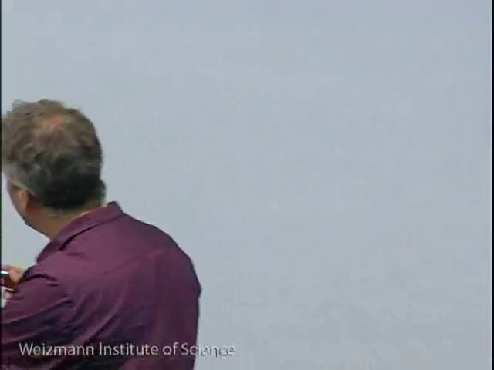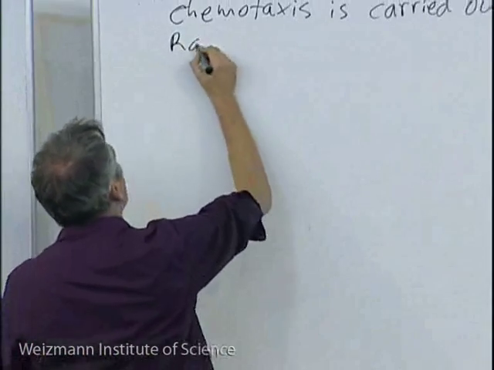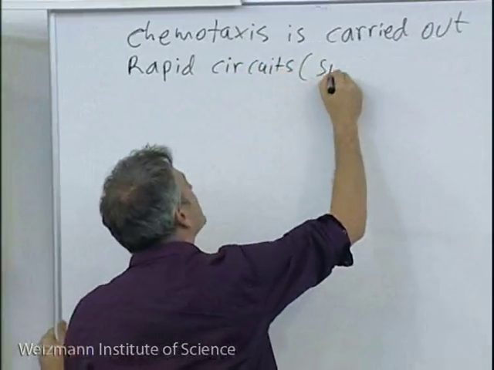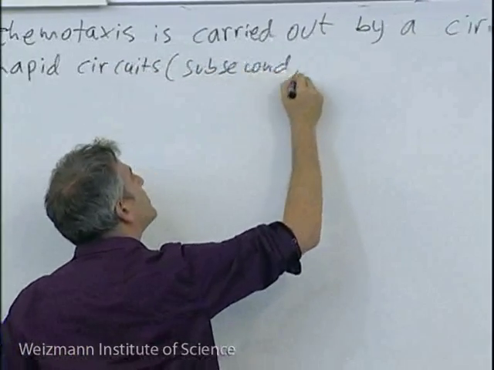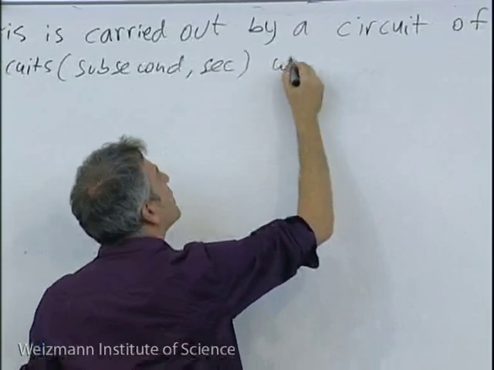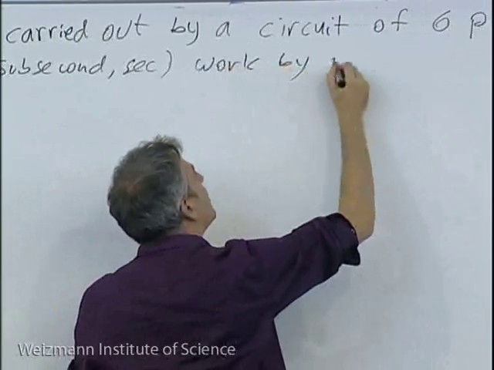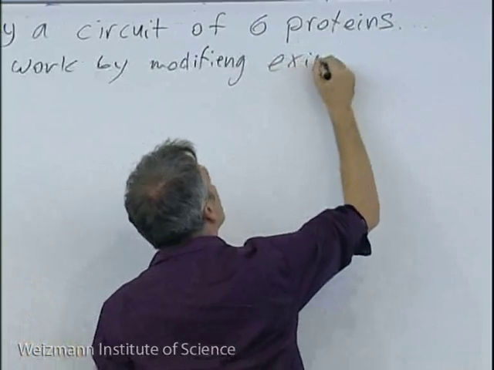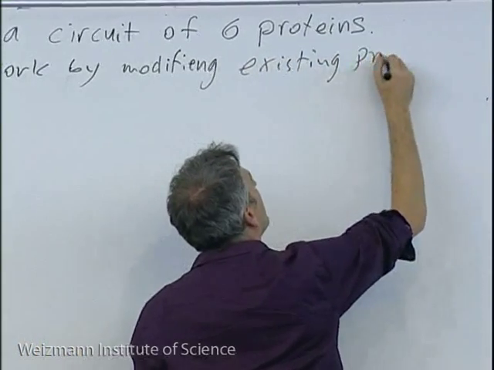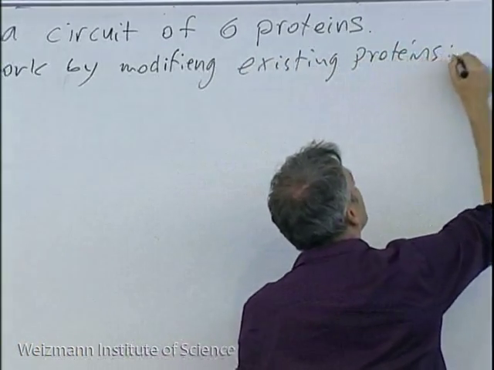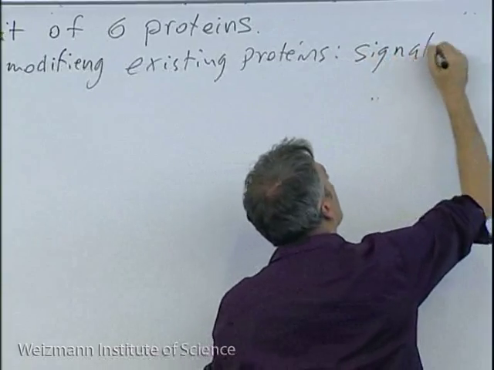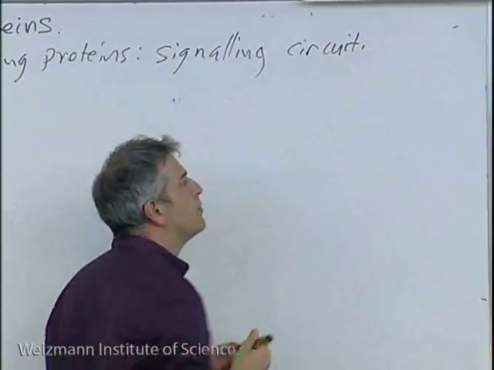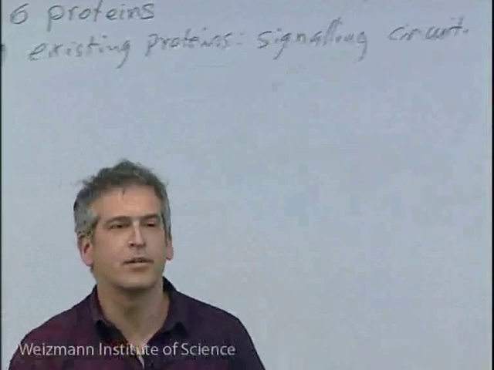This is an example of rapid circuits. Sub-second, second work by modifying existing proteins. And this is an example of a signaling circuit, which means it reads something from the outside and changes the state of the cell, the behavior of the cell.